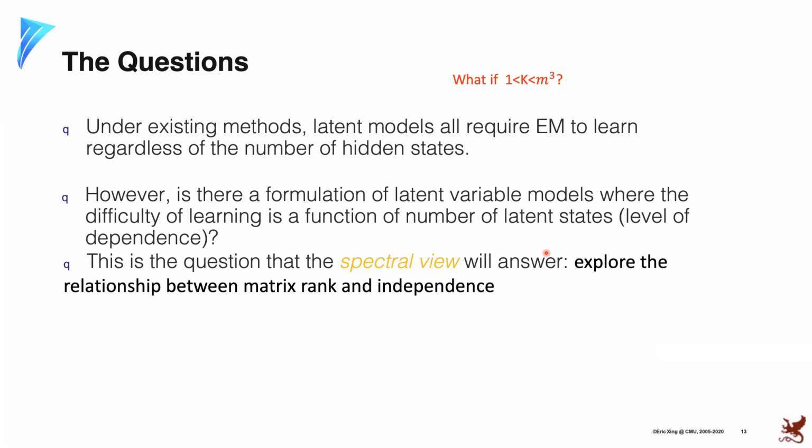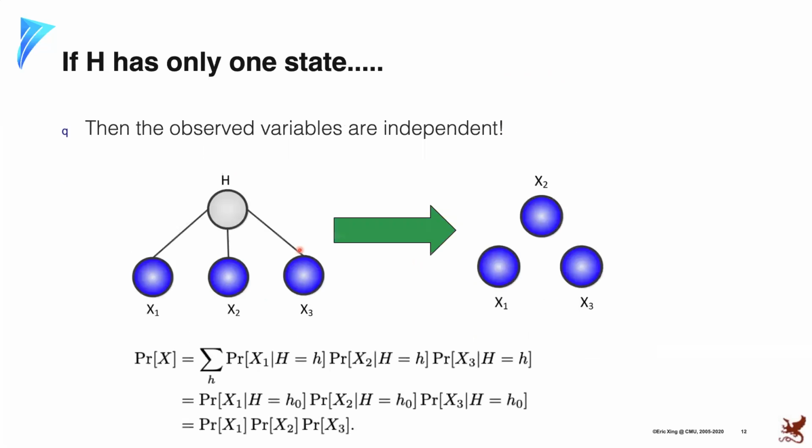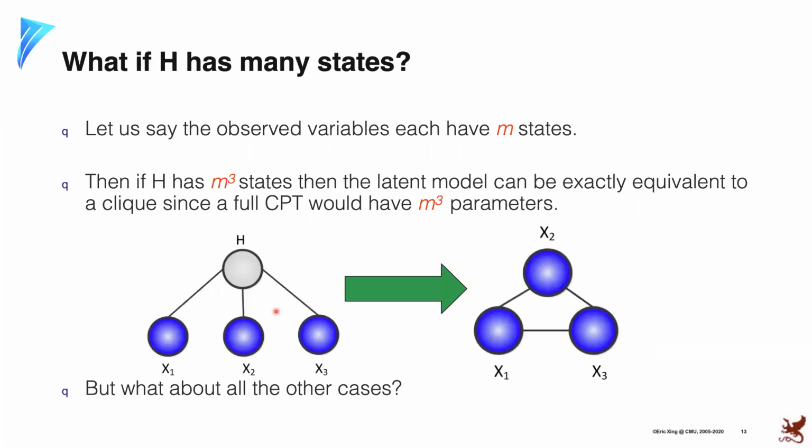It will try to explore the relationship between the matrix rank and independence. When we talk about the matrix rank, it's just the joint probability, this P(X). Later on, we will do some linear algebra on this joint probability P(X) with its rank, and we can see that this rank will reveal the dependency among these variables.